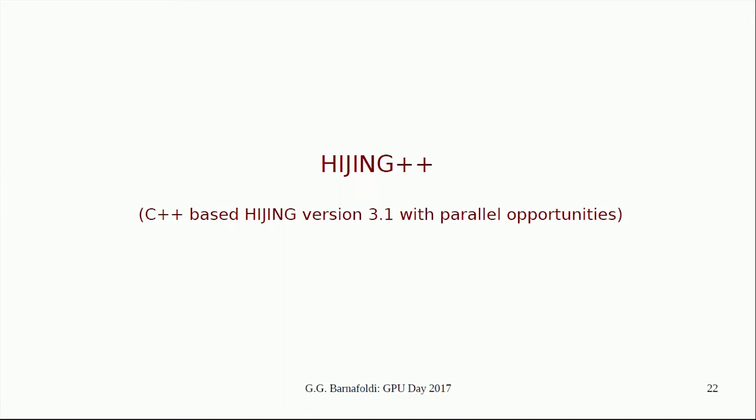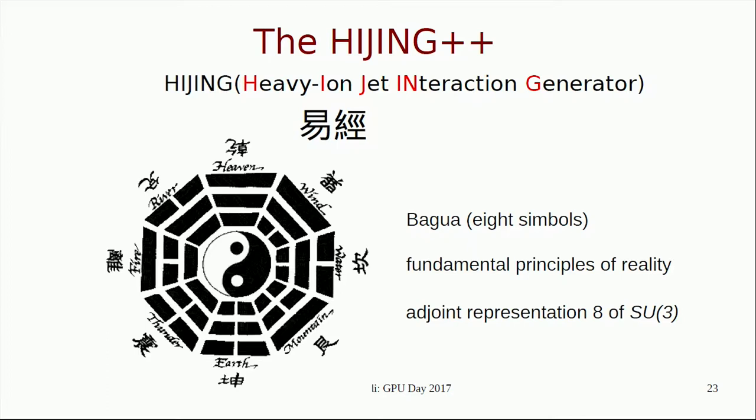Okay, so HIJING got its name from this one, which is a Chinese sign about the Bagua, which is 8 symbols forming the words wind, fire, and so on.